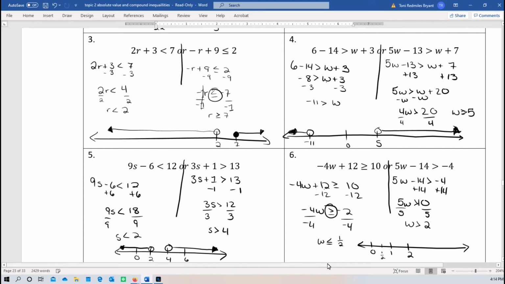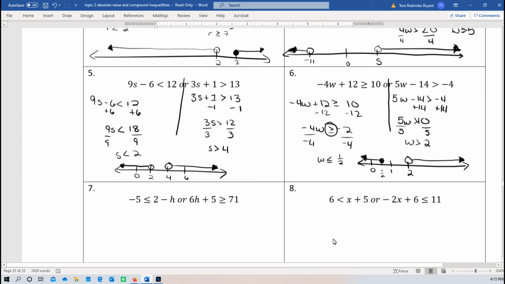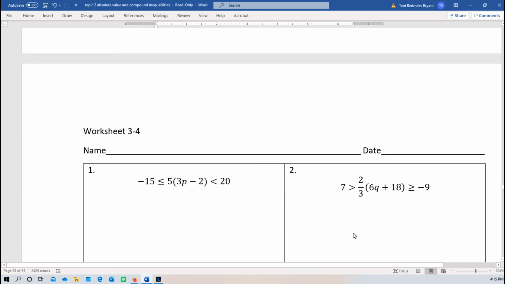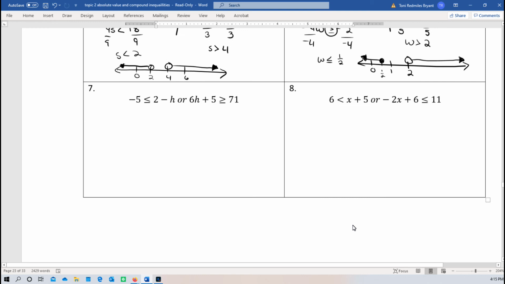All right, so we're less than or equal to 1/2. So that's 0, that's -1, that's everything to the left of this 1/2. And we're greater than 2, that's 5, that's a bazillion, that's 1,000,000. It's everything to the right. I believe that's it, yeah. These are the last two on this worksheet.